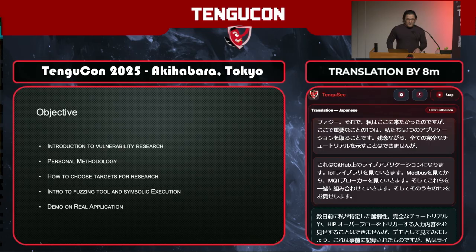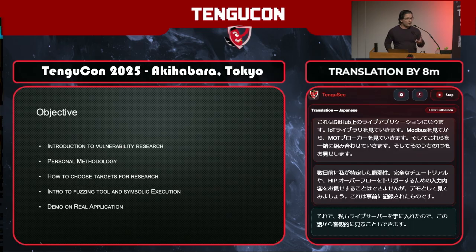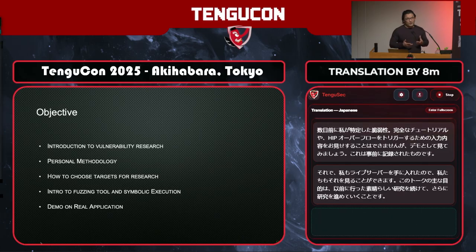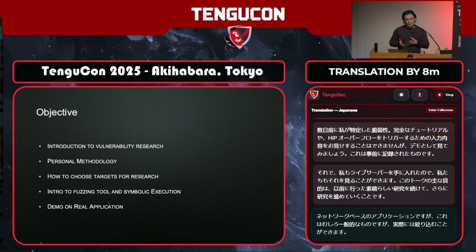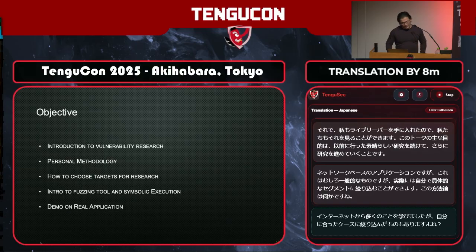So the objective of this talk is mainly to do vulnerability research. Previously, we had this CVE-based vulnerability research on network-based applications. But it's more generic, and you can narrow it down to specific segments yourself. This methodology is something that I learned a lot from the internet, but I narrowed it down to my own suitable case, as I find it a bit easier, so I want to share that with you.